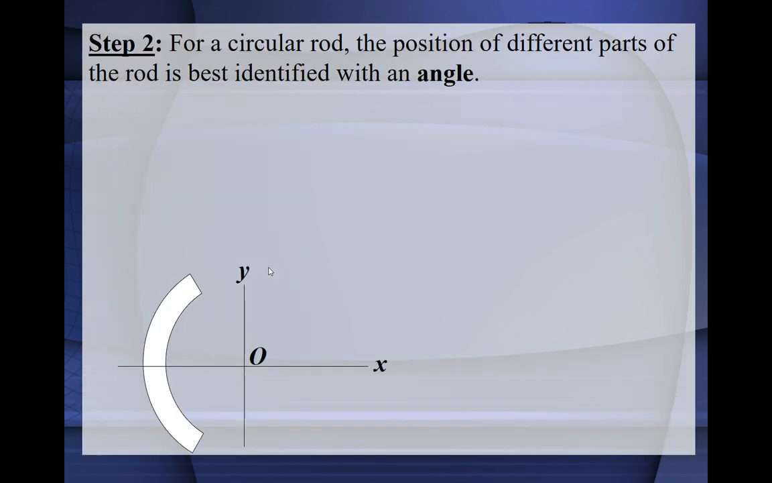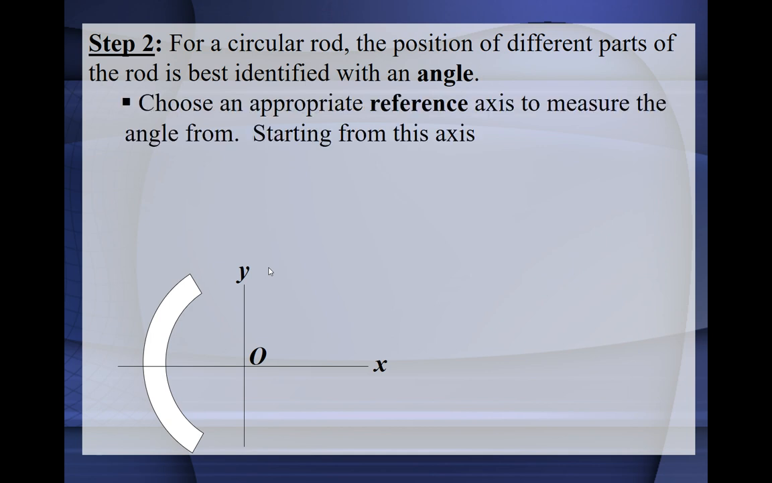Now, step two. Because we're dealing with a circle, in terms of identifying the different positions on that curved rod, it's not really practical to do that in terms of x and y coordinates. The better way to identify a specific position on the rod is going to be with an angle. In order to identify an angle, we have to establish what we want to be the reference axis. And once we have the reference axis established, then we can identify where the rod starts and where the curved section of the rod ends.